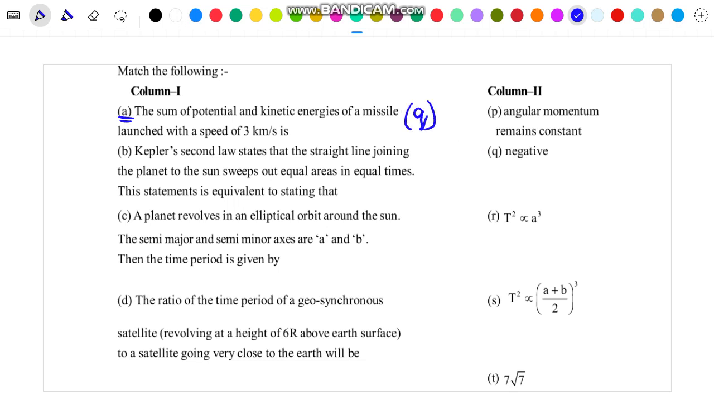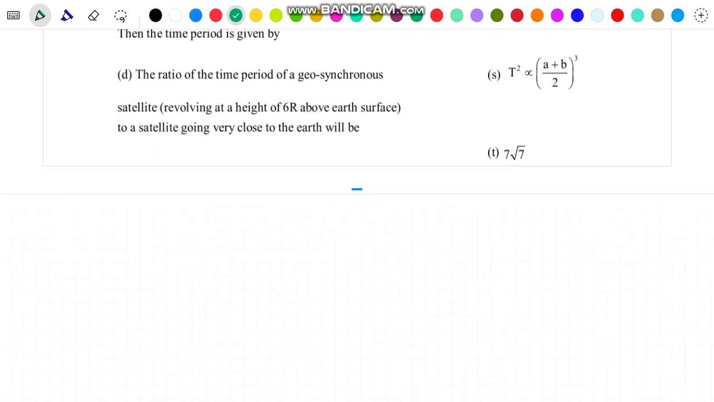Now let us shift our focus to statement B. Kepler's second law states that the straight line joining the planet to the sun sweeps out equal areas in equal times. Now we know that Kepler's second law in terms of equation can be written as areal velocity, that is dA by dt, is equal to L by 2m, where L is the angular momentum of the planet with respect to the sun.